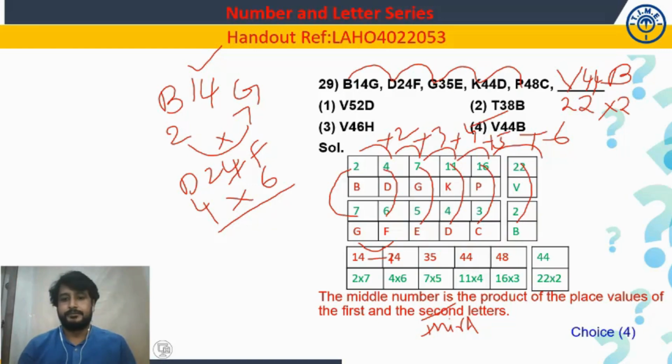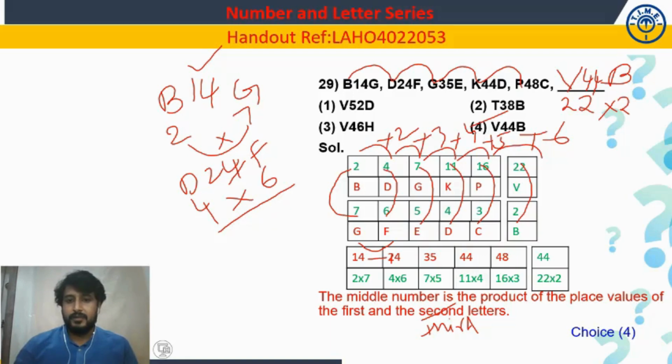Choice 4. The logic in the first letters is plus 2, plus 3, plus 4, plus 5, plus 6, and the logic in the third letters is minus 1, minus 1, minus 1 constantly. And the number is obtained by the product of the first letter's place value and the third letter's place value. That is, B's place value is 2, G's place value is 7, so 2 into 7, 14. D's place value is 4, F's place value is 6, 4 into 6, 24. Similarly, V's place value is 22, B's place value is 2, 22 into 2, 44. Choice 4.